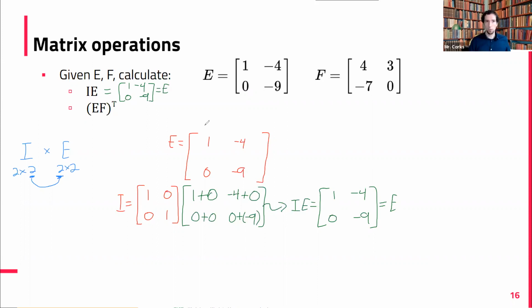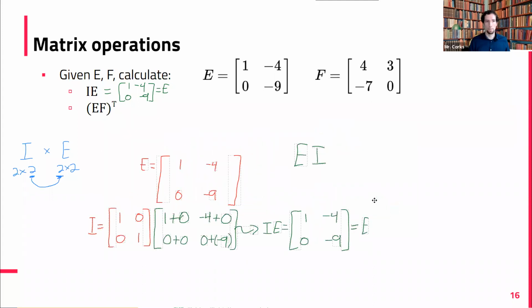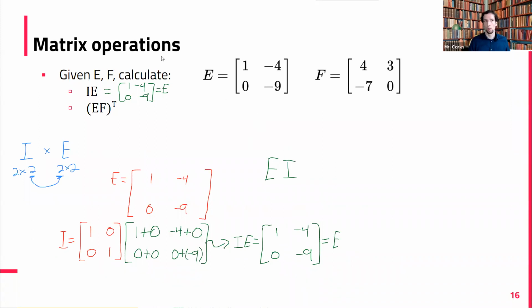So I'll talk a little more about this and some theory to this. What do you think would happen if we did E times I, if we reversed this? Still multiplication, but in the other order. What would our result be?